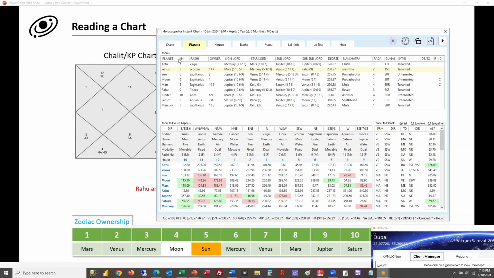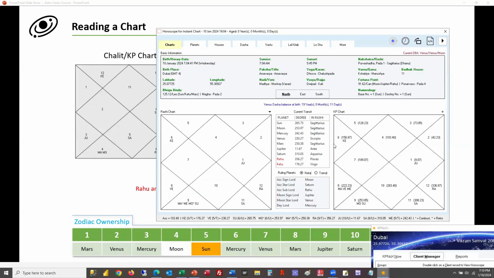In this case, Ketu is in the 3rd house, Rahu is in the 9th house. You can see it here. Ketu is in the 3rd house, Rahu is in the 9th house. They are always 180 degrees apart. So whichever house Rahu is in, Ketu will be in the exact opposite house. Suppose Rahu is in the 1st house, Ketu will be in the 7th house. Same way, if Ketu is in the 4th house, Rahu will be in the 10th house. Up to this clear?